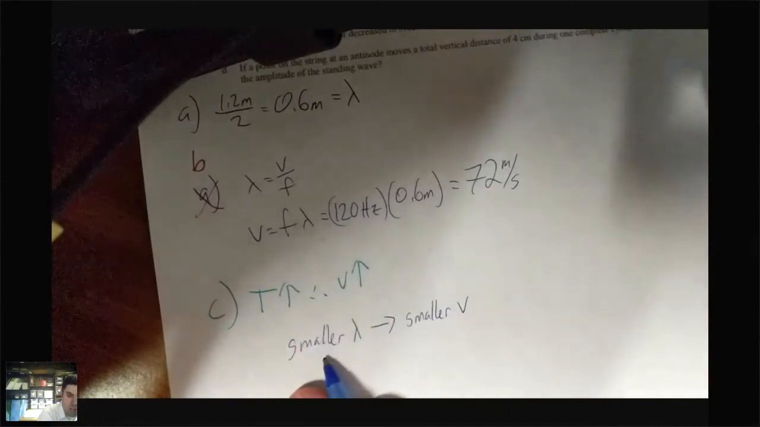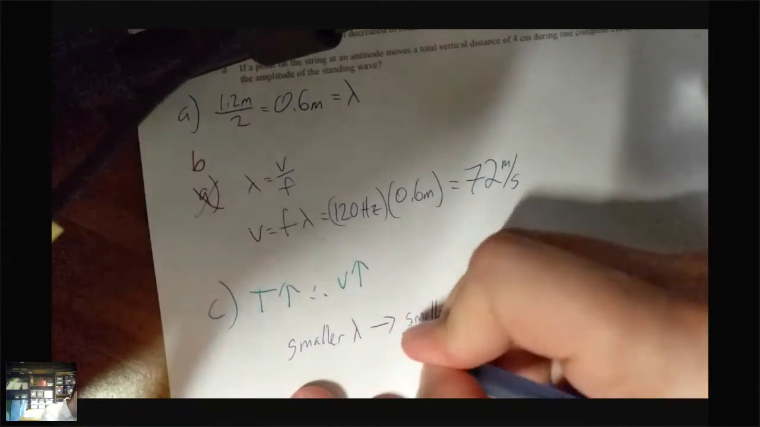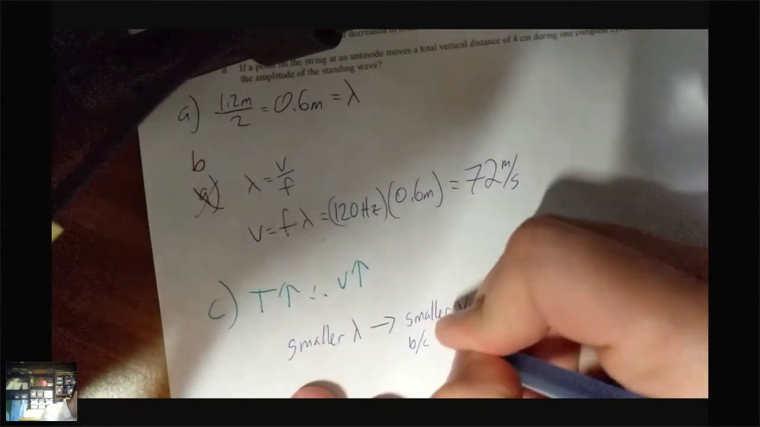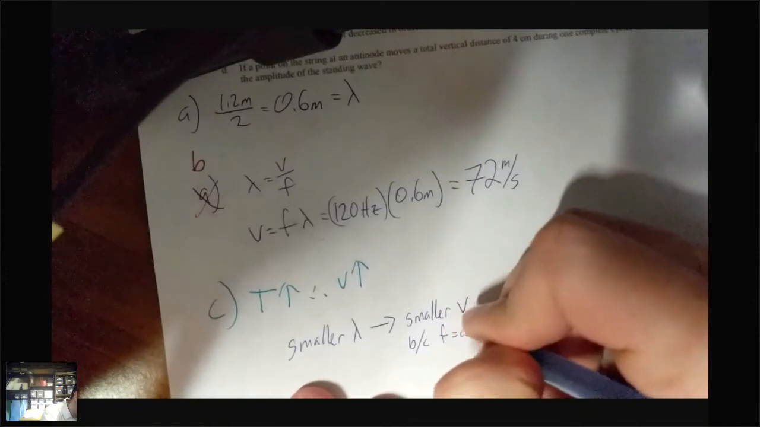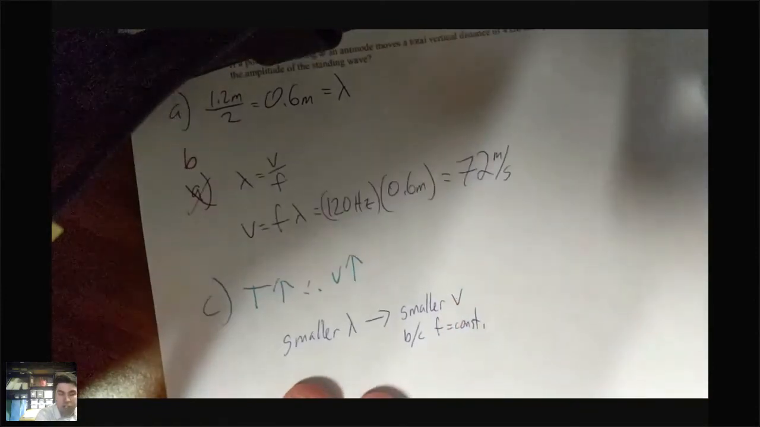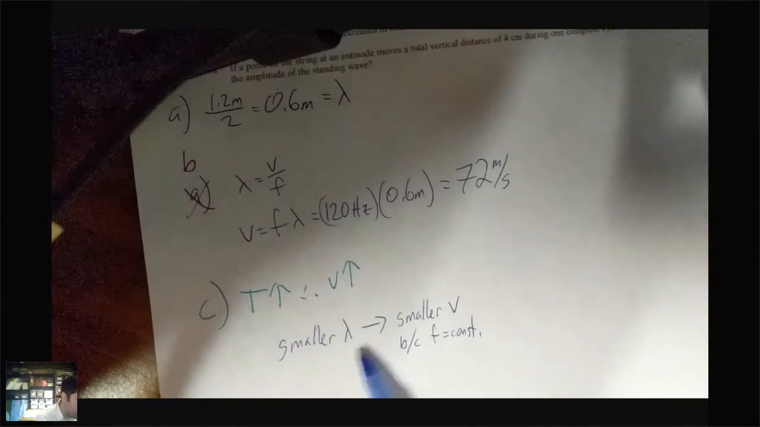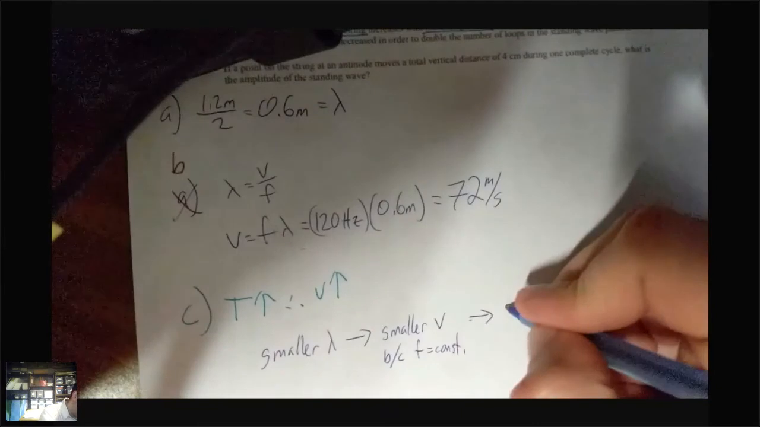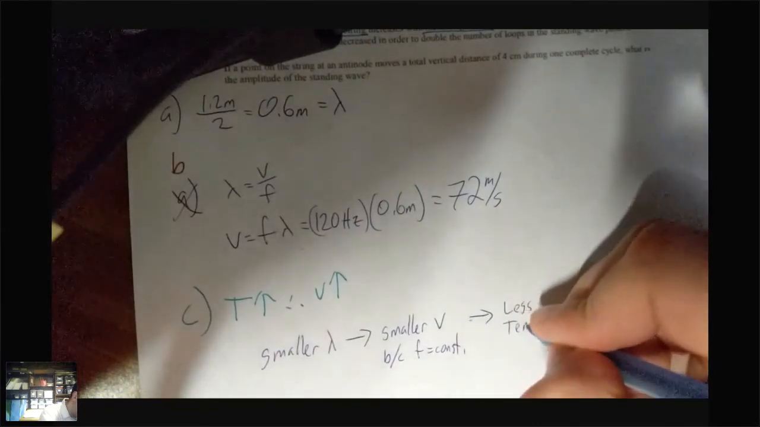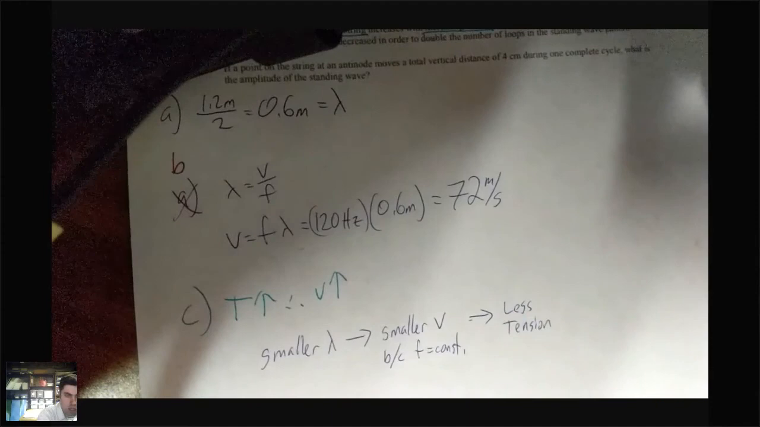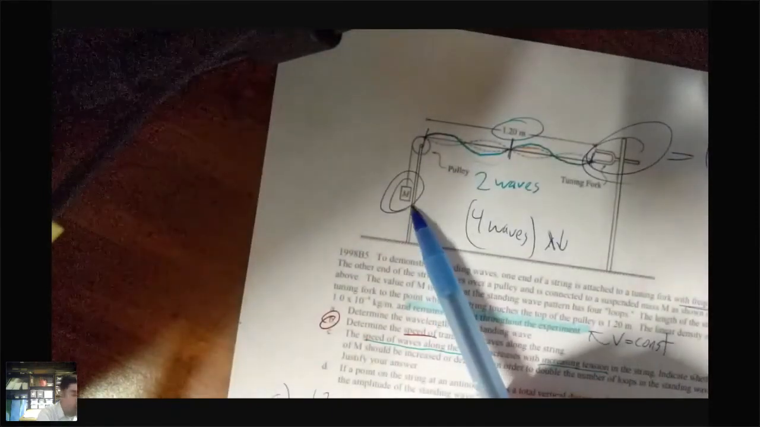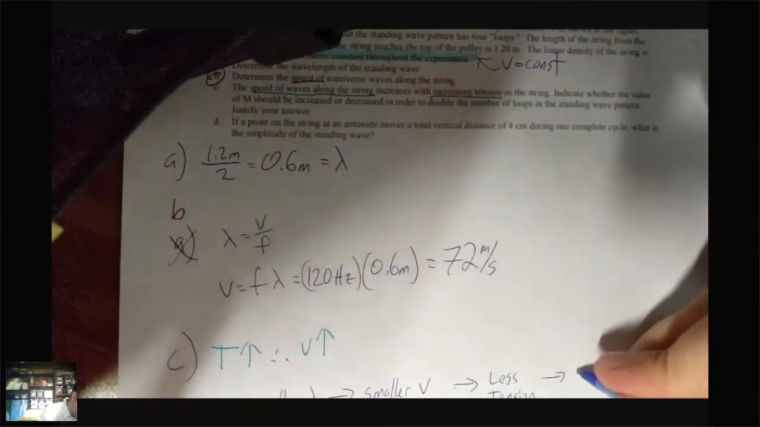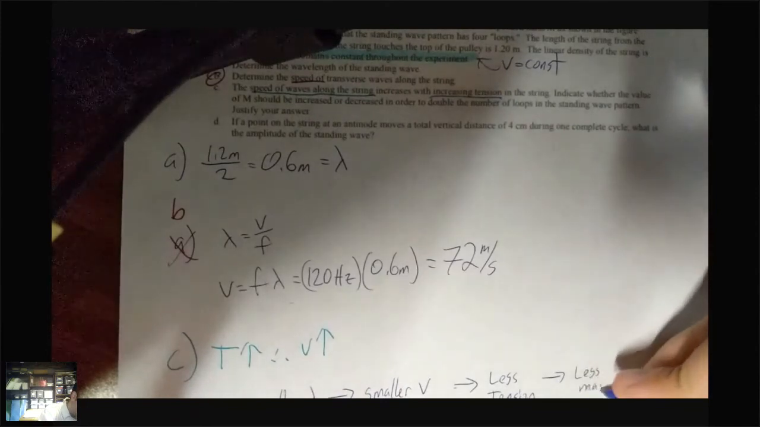So a smaller wavelength means a smaller velocity because we have constant frequency. If we could change the tuning fork, we could do that a different way, but we can't. So smaller wavelength, smaller velocity. Smaller velocity means less tension. And since the weight of the mass, this mg going down there, is what's causing the tension, that means we need to have less mass.